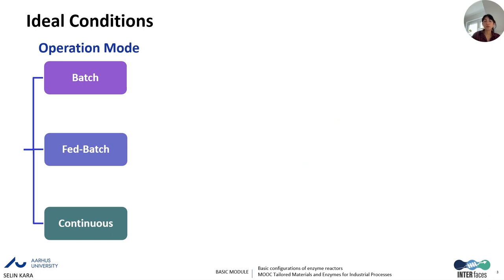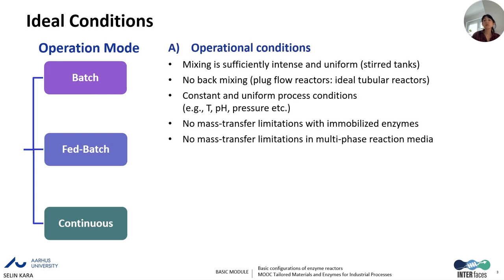We can define ideal conditions for an operation or for a biocatalyst. So what would be the ideal conditions from an operational point of view? Mixing is sufficiently intense and uniform in a stirred tank reactor, no back mixing in a plug flow reactor or ideal tubular reactors, constant and uniform process conditions, temperature, pH, and pressure in a reactor, in a process, no mass transfer limitations with immobilized enzymes, and no mass transfer limitations in multiphasic reaction media. So these are the ideal conditions from an operational point of view.